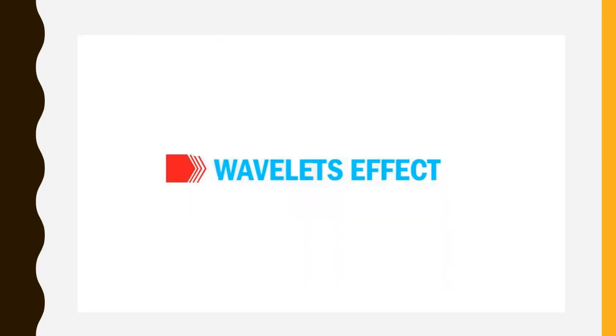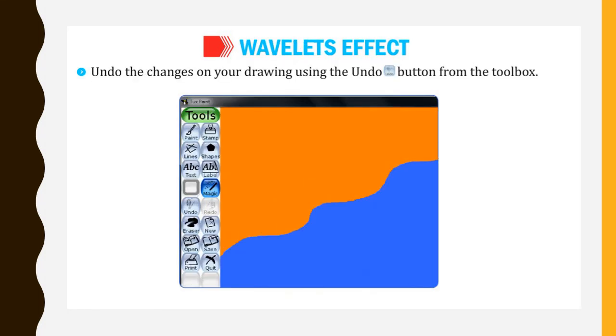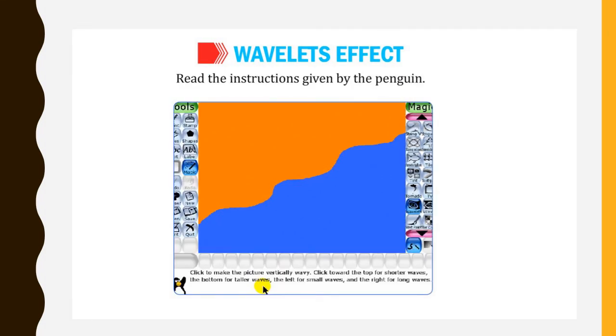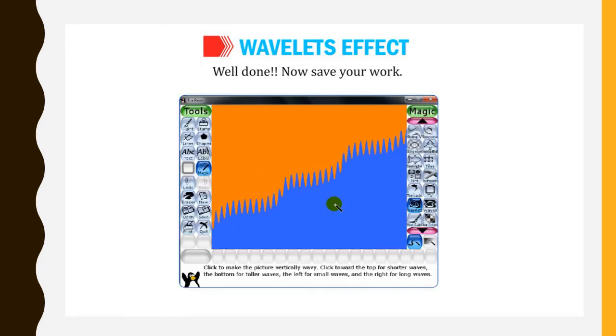Wavelets effect. The wavelets effect wiggles any picture up and down, that is vertical. Let us apply this effect to our drawing. Undo the previous changes on your drawing using the undo button from the toolbox. Click on the wavelets effect. Read the instructions given by the penguin. Click on the top of the drawing area to add shorter waves to your drawing. Well done. Now save your work.